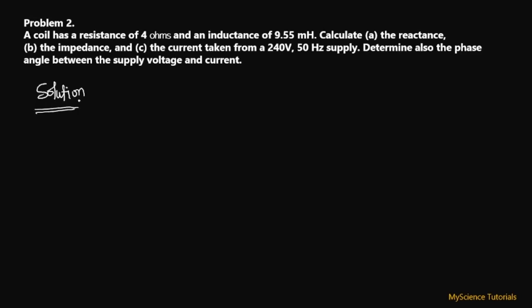So the first thing we want to do is to note the parameters that we have so that we know how to go about this calculation. We've been told a coil has a resistance of 4 ohms, so our R is 4 ohms. It has an inductance L equal to 9.55 millihenry. We are to calculate the impedance, the reactance, and the current taken from a 240 volt supply. So we have our applied voltage to be 240 volts. We also have our frequency to be 50 hertz.